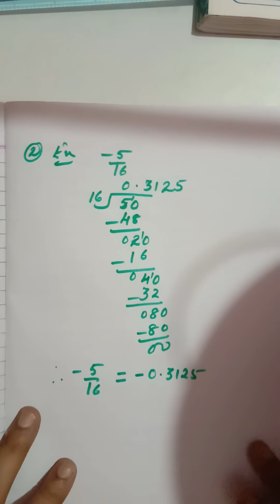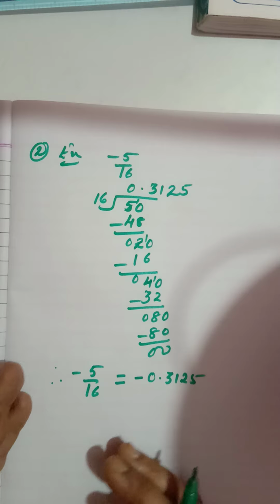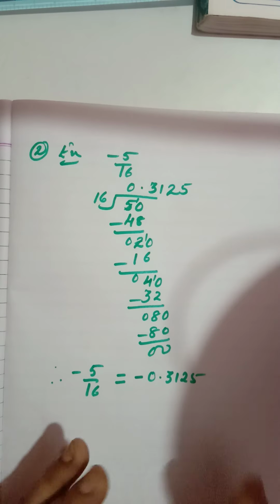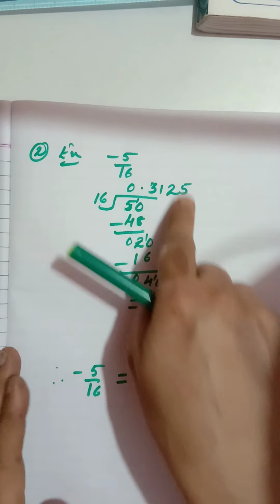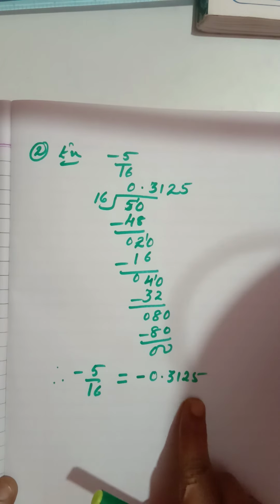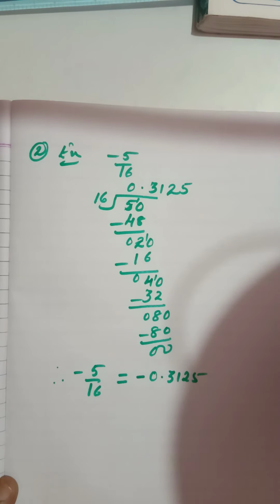Okay children, so this way you are going to convert a fraction into decimal form. If a negative sign is there, just do the division, and in the last step you put the minus sign.